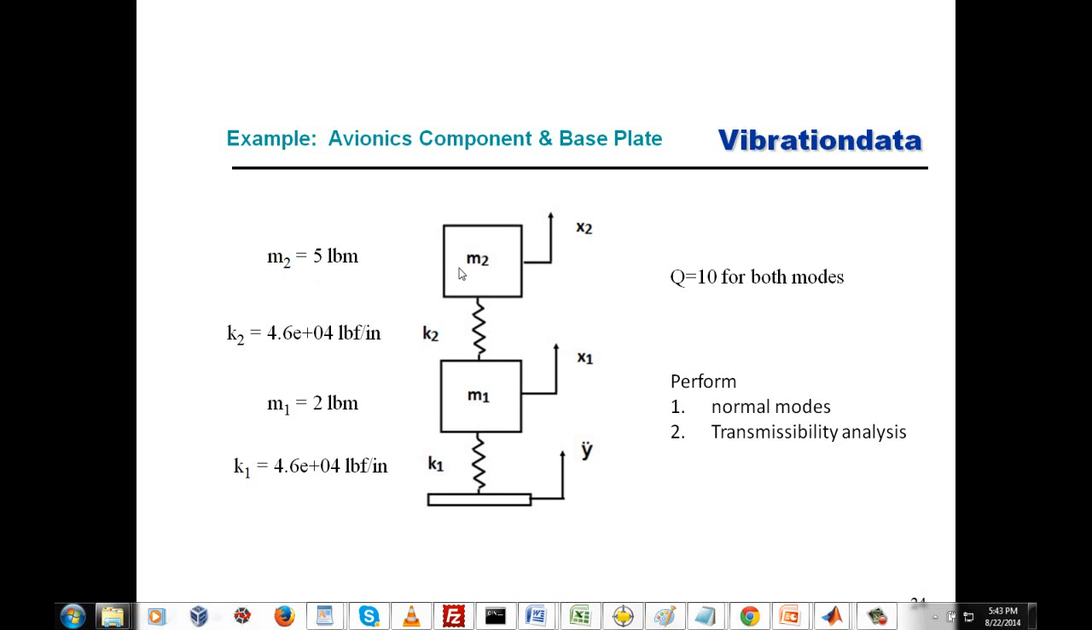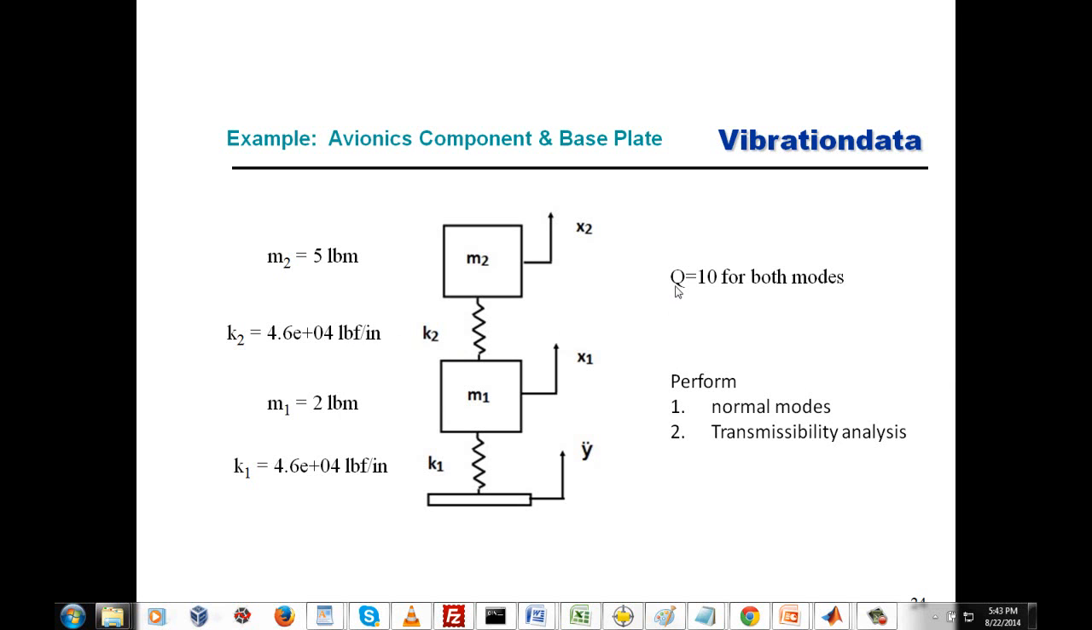So the top mass, M2, is going to be 5 pounds. The bottom mass for the base plate, M1, is going to be 2 pounds. The stiffness values we're going to choose to be the same, and each is going to be 4.6 times 10 to the 4th pounds force per inch.